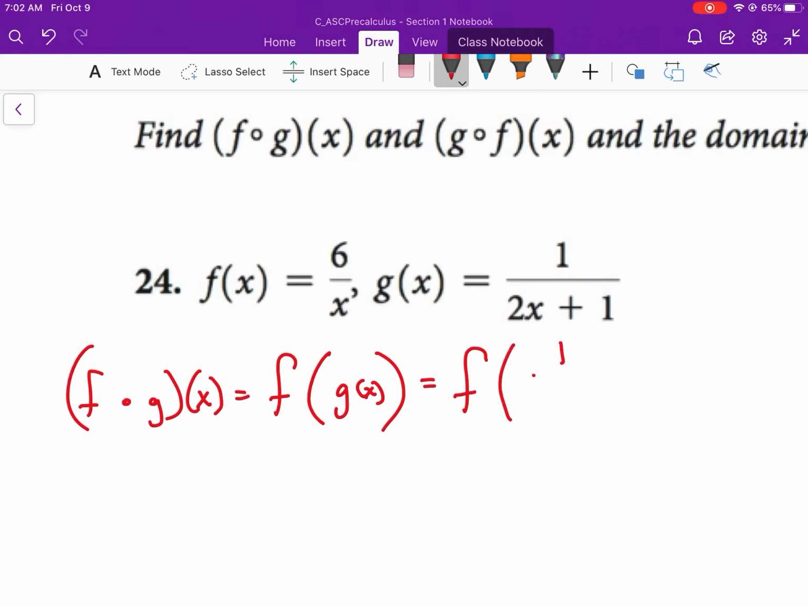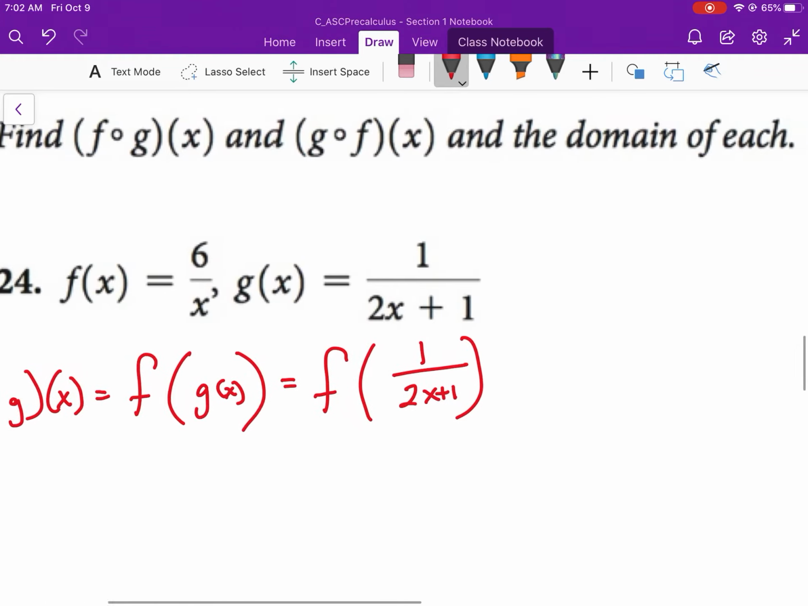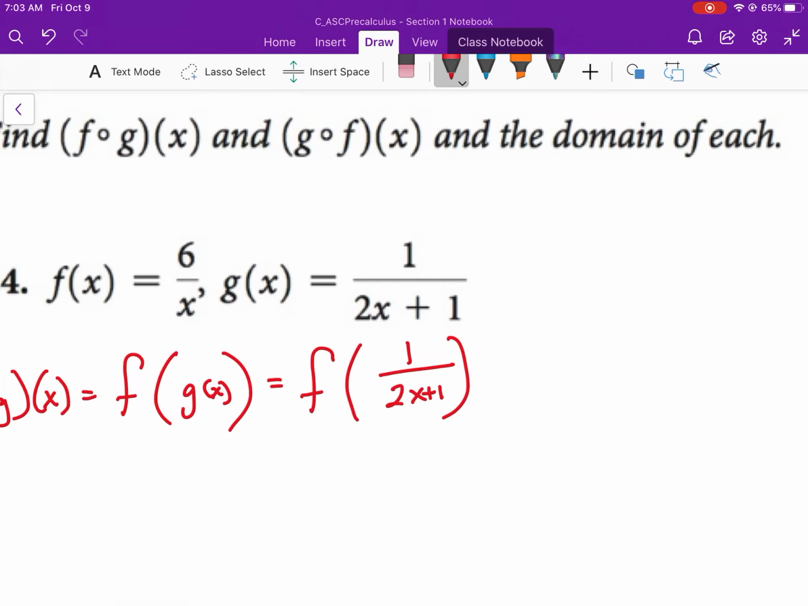G is 1 over 2x plus 1. Okay, and so right away I notice in this, x can't be negative a half. If I'm going to solve the denominator for 0, x can't be negative a half, so I have to keep that in mind. Now I have to do f of this, and f says 6 over whatever's in parentheses, so that's 1 over 2x plus 1.